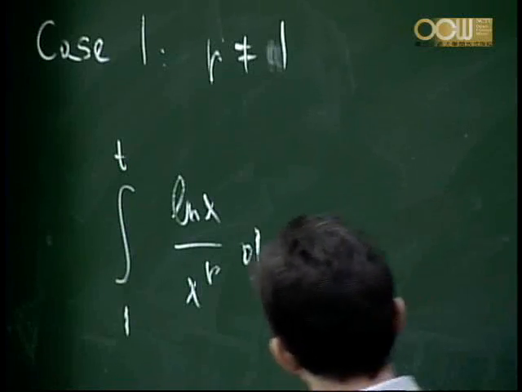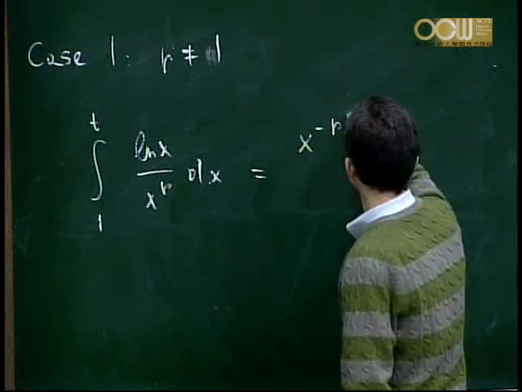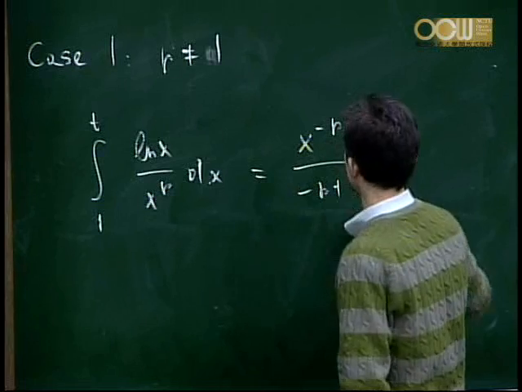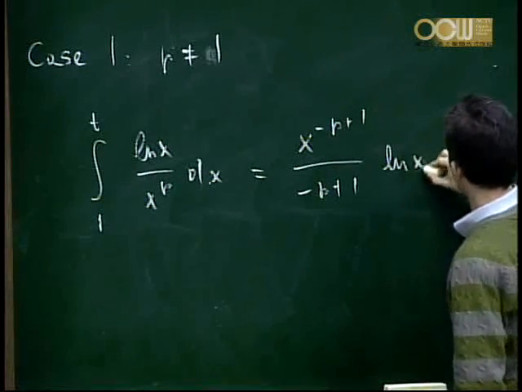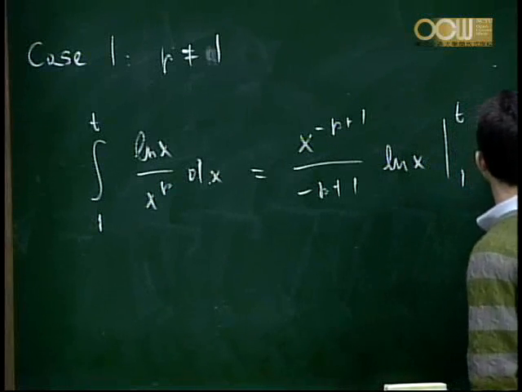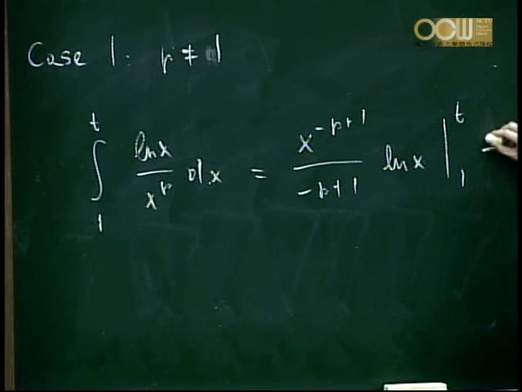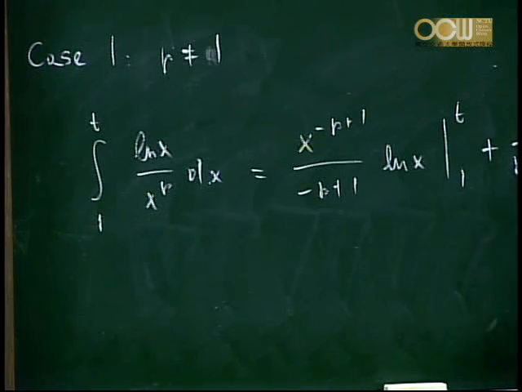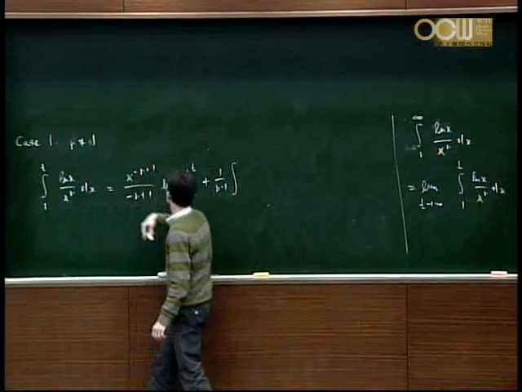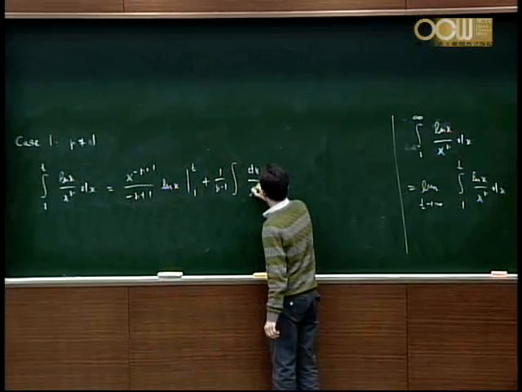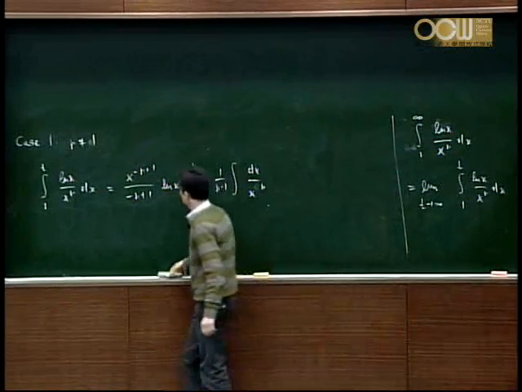So you integrate 1 over x to the p, and what you have is x to the minus p plus 1 over minus p plus 1. Here's the reason why we have to exclude this case here. Ln of x evaluated at 1 and t, minus the integral. The derivative of ln x is 1 over x, so we have dx over x to the p. Okay, and this integral can be easily handled.